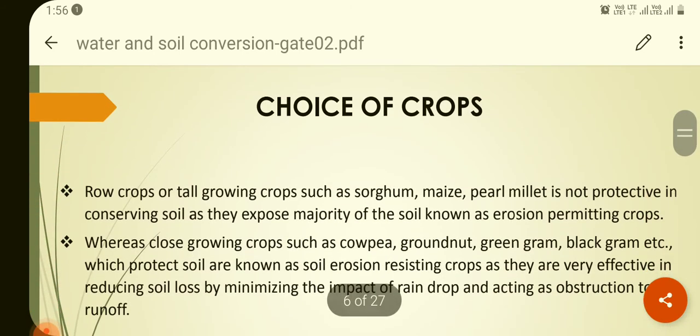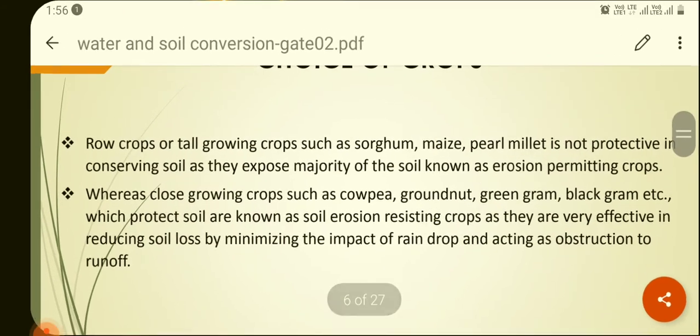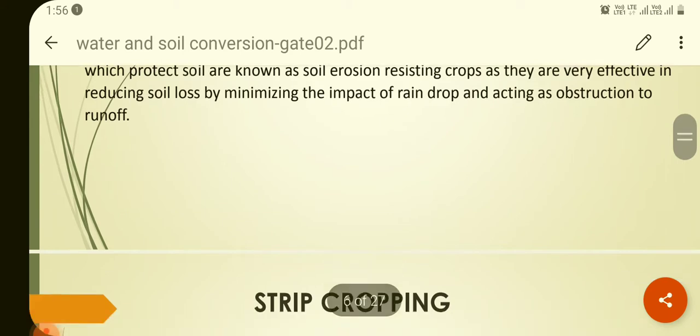The third one is the choice of crops. The row crops or tall growing crops such as sorghum, maize, pearl millet are not protective in conservation of the soil as they expose the majority of the soil, and are known as erosion permitting crops. Whereas the close growing crops such as cowpea, groundnut, green gram, black gram, which protect the soil, are known as soil erosion resistant crops, as they are very effective in reducing the soil losses by minimizing the impact of the raindrop and acting as an obstruction to the runoff.